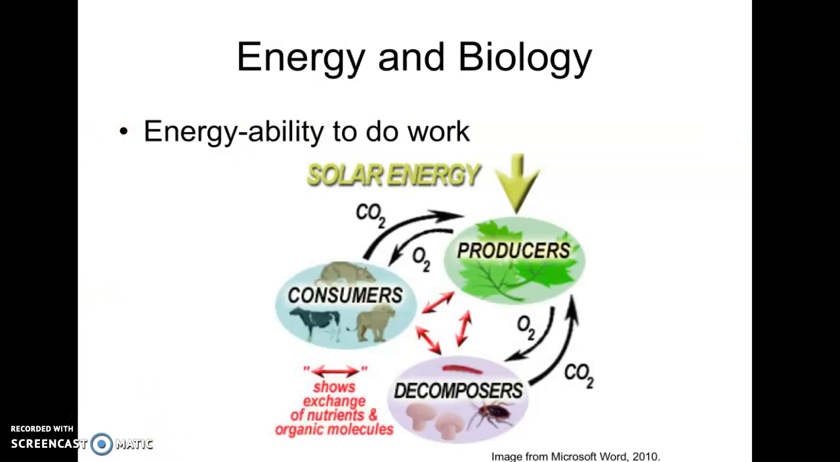Now, energy and biology, so again, thinking about living organisms is really important. We need energy for the ability to do work. And our energy is going to be different than other energy sources. So it all kind of starts with these producers. Now, producers are autotrophic, meaning they can make their own food, so they can make their own fuel source, but they need energy to do that. And where they get that from is solar energy.